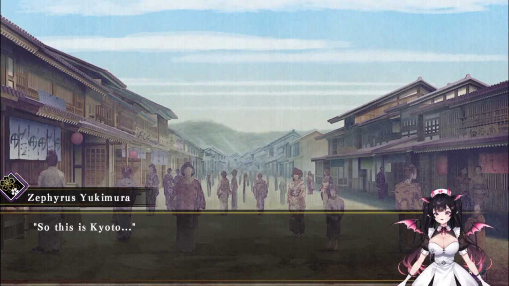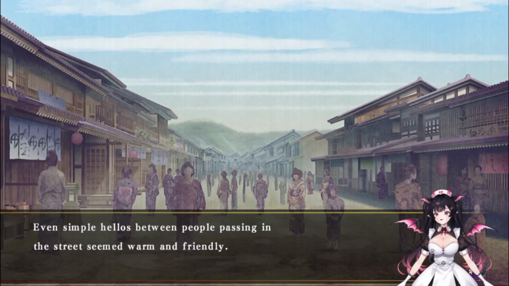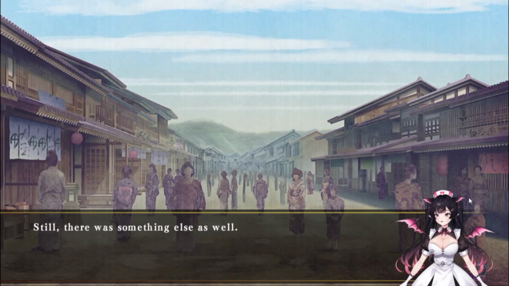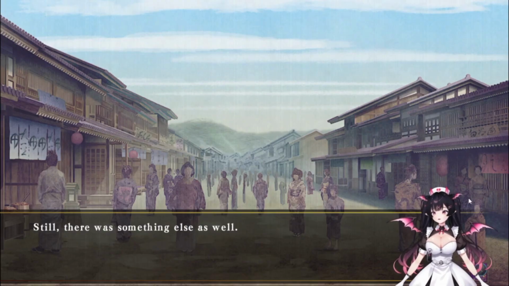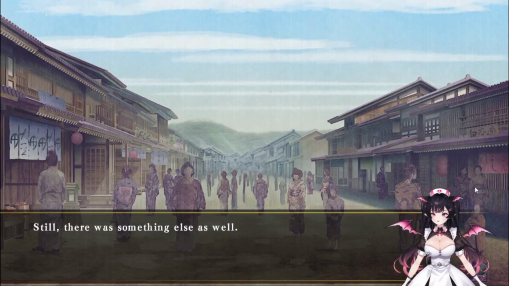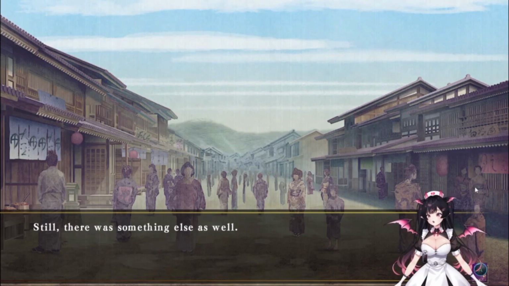So this is Kyoto. It was awfully impressive, no denying it. Even simple hellos between people passing in the street seemed warm and friendly. Okay, just saying guys, I'm going to warn you, my mouse doesn't like to cooperate with one click, so very sorry if I skip anything, because I'm not meaning to.